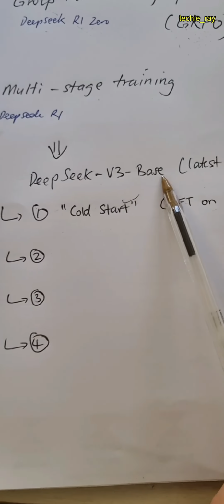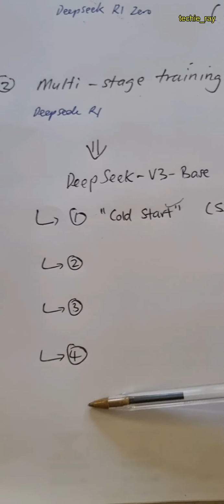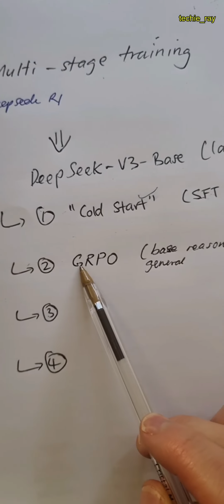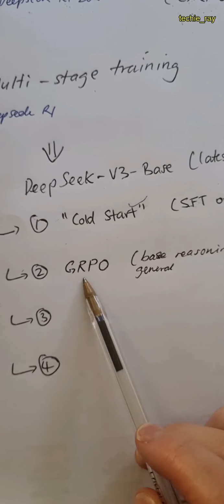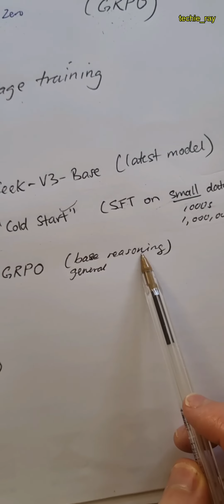The point of this step is so that the model gets a head start in its reasoning so that it produces less random responses for the rest of the steps. It's a small dataset because the DeepSeek team only used thousands of labeled examples. For context, SFT normally requires millions and millions of labeled examples. In step 2, they applied the first round of GRPO training, and this training is to help build the model's base or general reasoning capabilities.